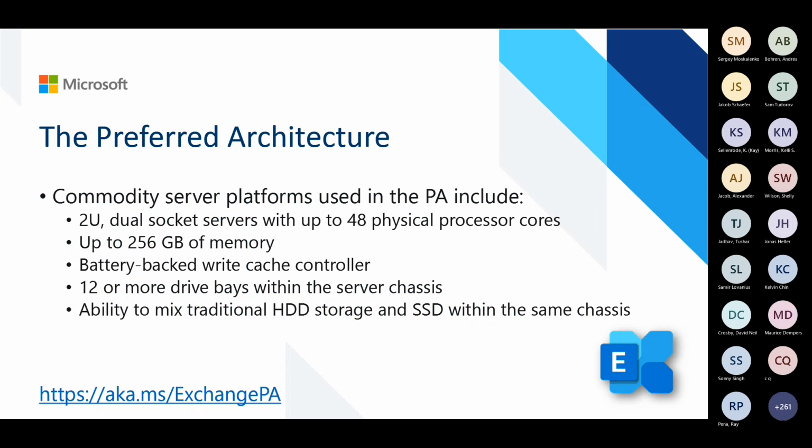Now, the PA itself is based on commodity servers, and that includes things like dual socket servers with up to 48 cores, which is twice as many cores as what we supported in 2016. We also now, with 2019, support up to 256 gigs of memory. This is an increase over 192 gigs in 2016. And one big change is the ability to mix traditional rotating platter storage with solid state storage in the same chassis.